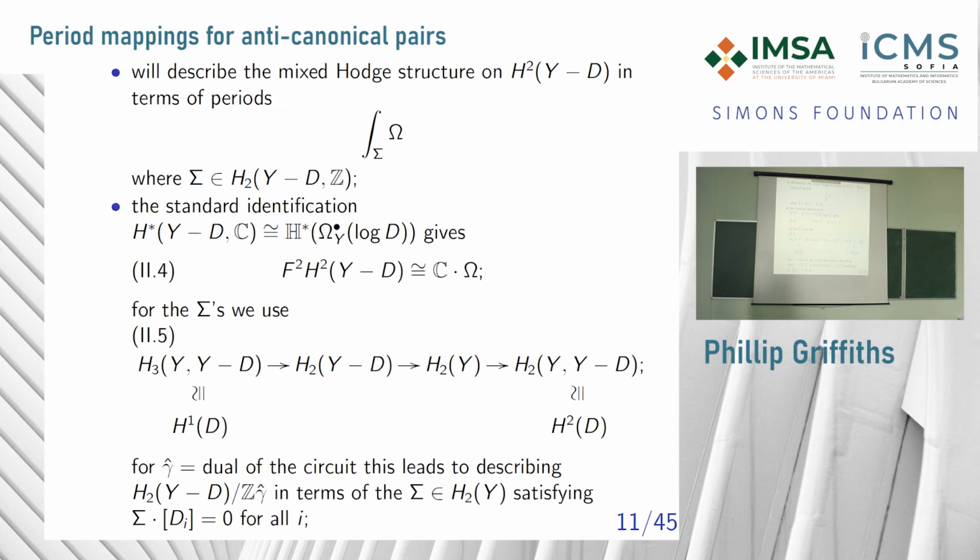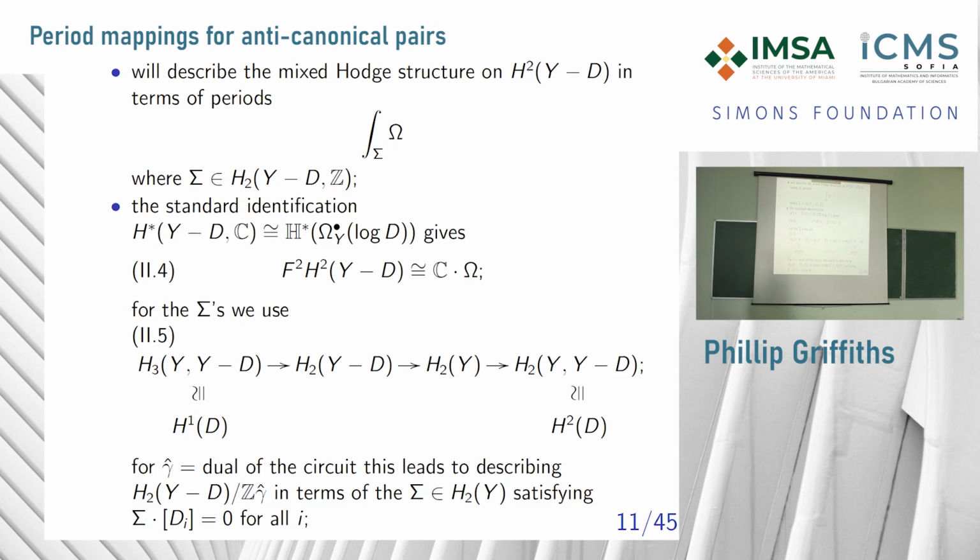So to describe the mixed Hodge structure here, we need to describe it in terms of periods. Just thinking of a period matrix, the old-fashioned way of describing a Hodge structure. Okay. So we need to say what the integrals over 2 cycles are. So there's a standard identification which gives you, this is what I just said, that the 2,2 part of the mixed Hodge structure has 1 generator. So that's the thing you're going to integrate. Okay. So it's a 2 form with poles on this divisor.